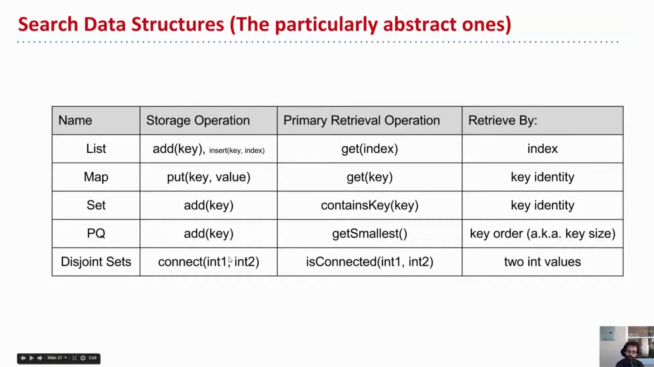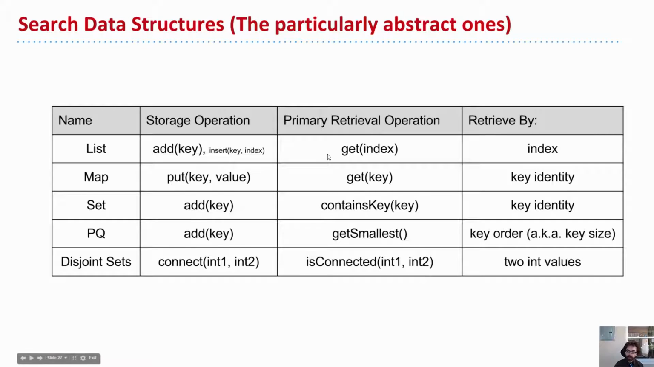And then for each of these, there's a way we can retrieve information back from them. For a list, we can ask for a specific index. For a map, we can ask for the value corresponding to a key. A set, we can ask, does this exist in the set? A priority queue, we can say, what is the smallest thing you can give me? And a disjoint sets object can tell us whether or not two things are connected.